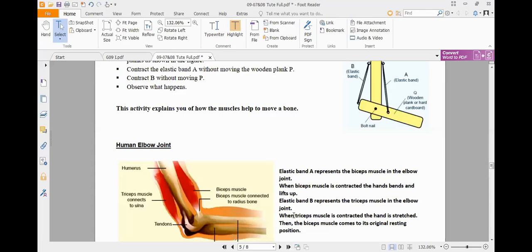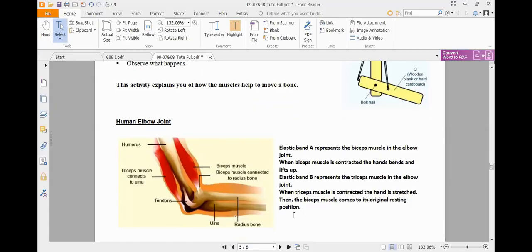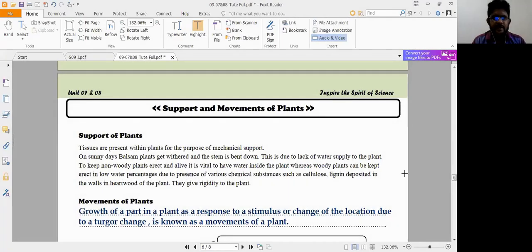Tricep muscles when contracted, bicep muscles will be relaxing. So one after another, they contract and relax to move this elbow joint. Okay, so this is about the human elbow joint. Hope you did understand now. Next topic we are going to take now is support and movements of plants.